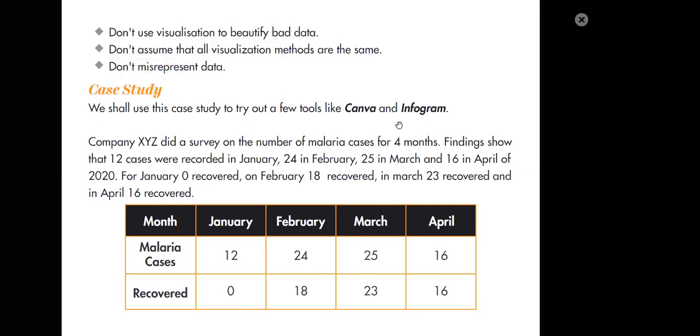Here we do have our final case study. These are the tools we're going to use for a simple chart right here. We shall use this case study to try out a few tools like Canva and Infogram. For instance, this company XYZ did a survey on the number of malaria cases for 4 months, and the findings show that 12 cases were recorded in January, 24 in Feb, 25 in March, 16 in April. Basically, information being given to us. Everything up here is already in this table.